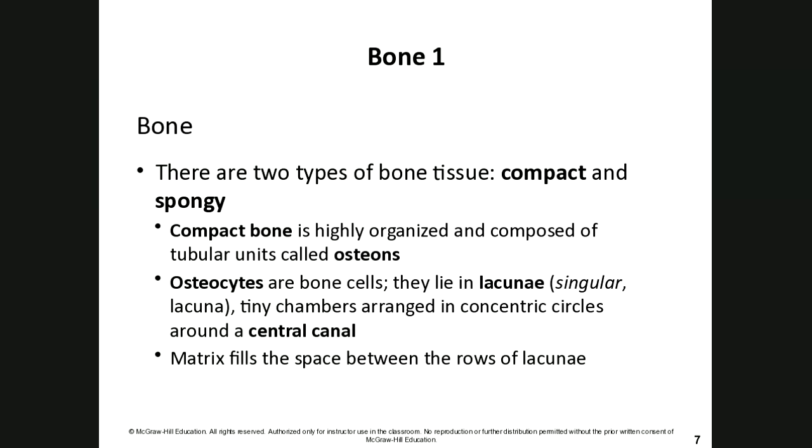So there are two different types of bone tissue that we'll talk about, compact and spongy bone. Compact bone is highly organized and has these tubular units that we call osteons. Osteocytes are the actual bone cells that make up the osteons, and they lie in these lacunae. We talked about those lacunae before in chapter 4. And then that osteon has a central canal in the middle where blood vessels come in, and then you have the osteocytes lining them.